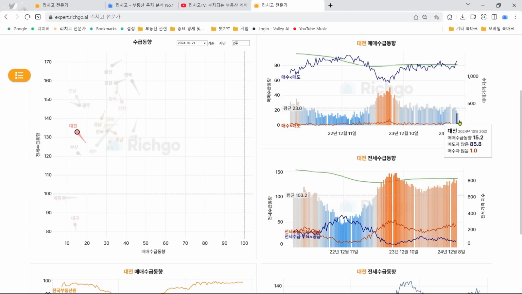Next, in the case of Daejeon, the rental demand is gradually improving, but the buying and selling demand is deteriorating significantly. So, the buying and selling market in Daejeon is also quite frozen. You can see it this way.